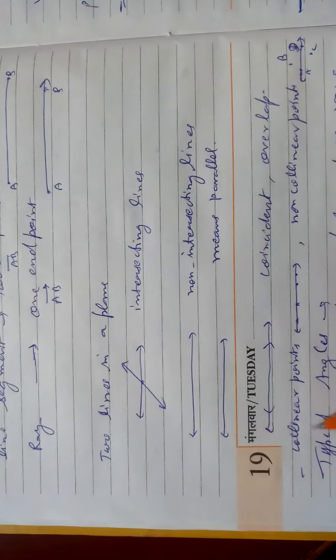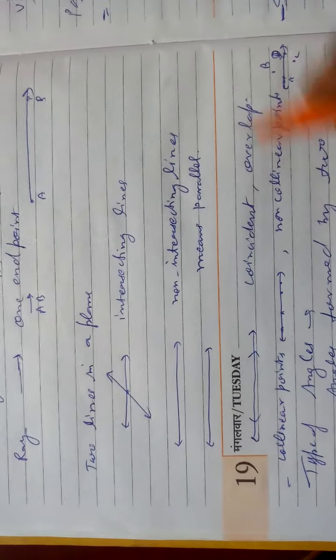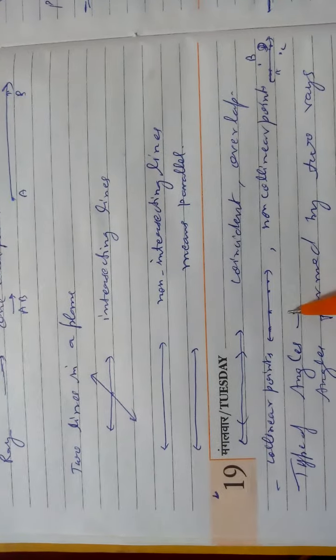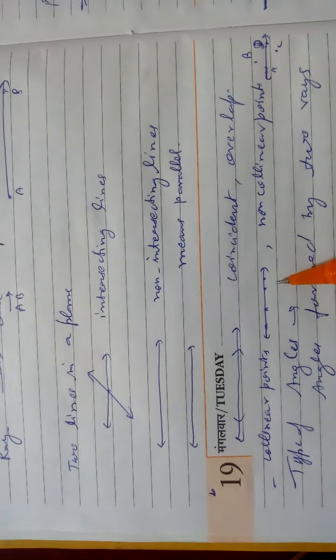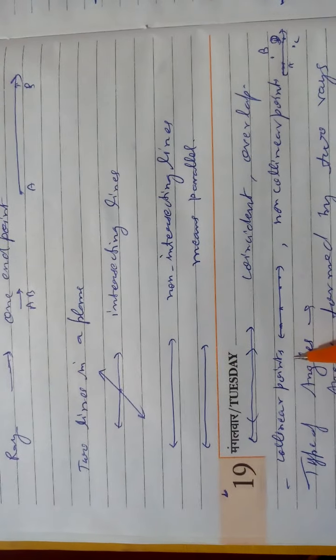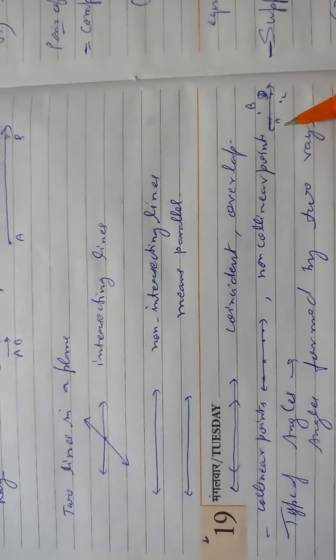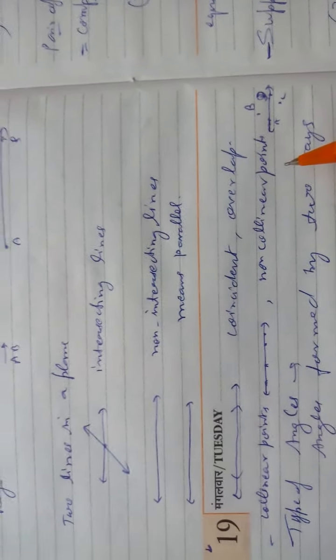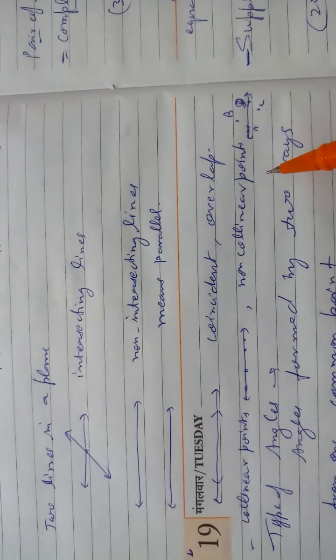Points in the plane: a dot is called a point. Some points are collinear. The points which lie on the same line are called collinear points. The points which do not lie on the same line are called non-collinear points.